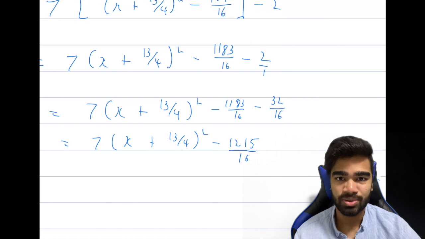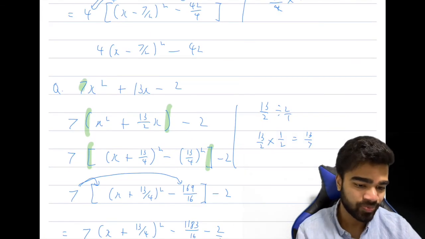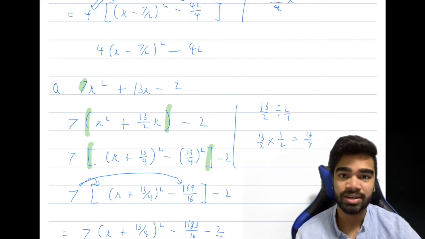So pretty much all this lesson was about is completing the square when you have a number in front of x squared. There are 2 different ways, like I told you. So I hope you understand.